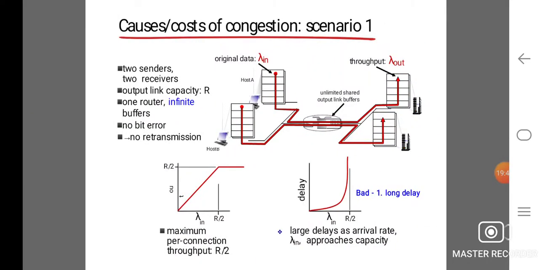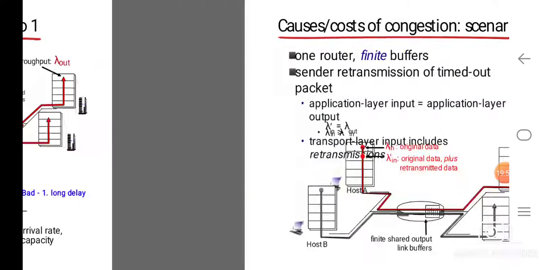Causes and costs of congestion, scenario 1: two senders, two receivers, one router with infinite buffers, and output link capacity. Here there is no bit error and also no retransmission.